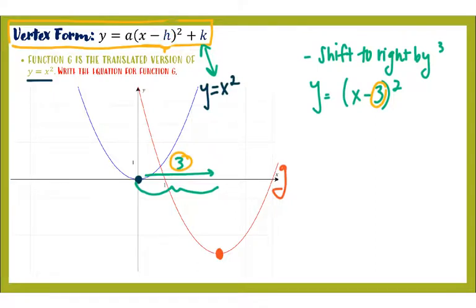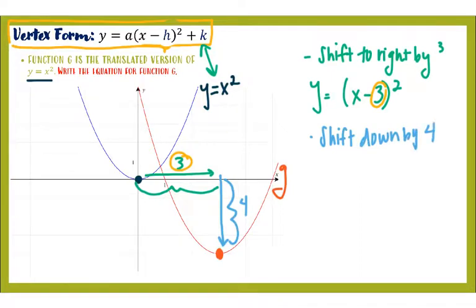The next thing that we notice about our vertex is, like I said, it's down there at -4, which means we went down the y-axis by 4 total units. So if we want to talk about this second transformation or second change that we did, we shift down by 4 units. What does that look like?